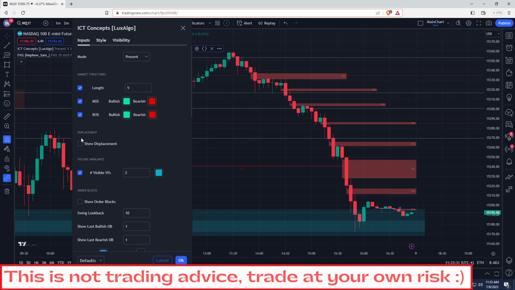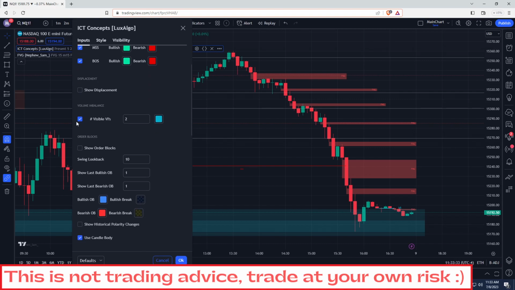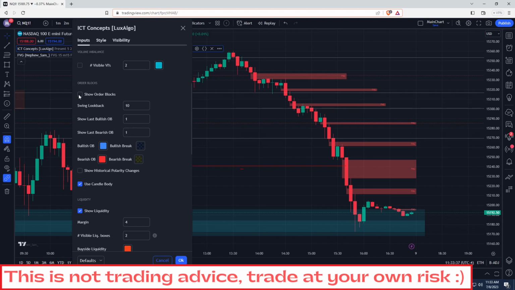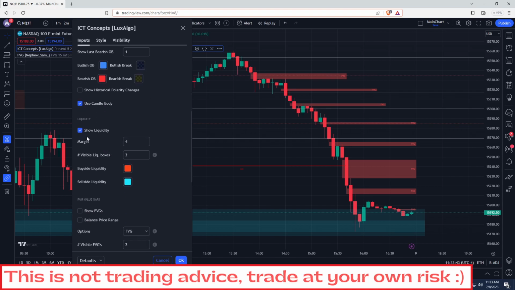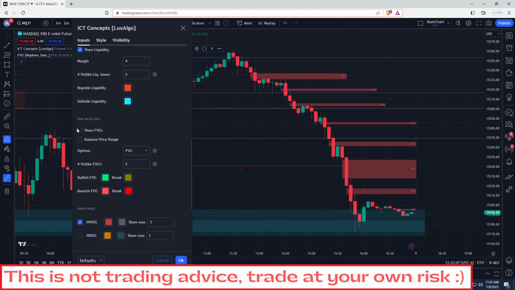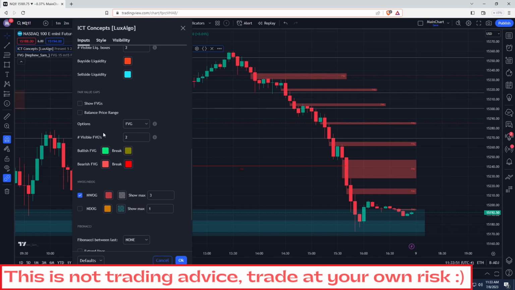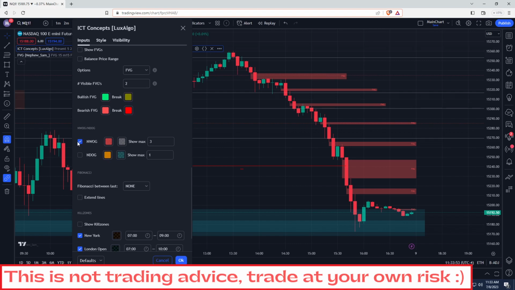And then I don't have show displacement. It says visual VIs, I don't really want that. I don't want the show order blocks. And yes, I guess use candle body. I do like to show liquidity. I don't use the show fair value gaps because I don't think it's very accurate, or balance price range. But I do use the new week opening gap, and it goes by 3. You can change it to 1 if you want.